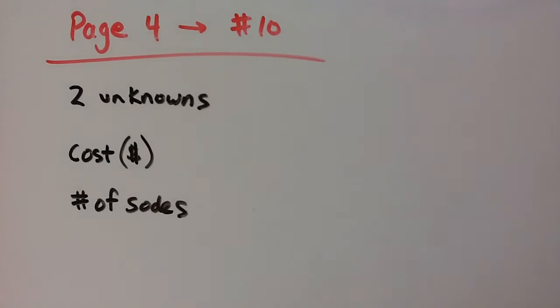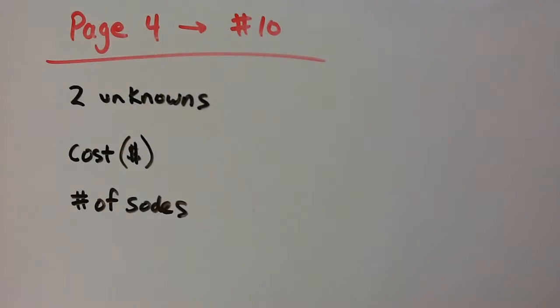So in this problem, we should first read it carefully. Make sure you know what they tell you and what you're looking for. Here we're looking for two things. What are those two things that we are looking for? Look at the question. What does the question say? How many of each size soda were sold?